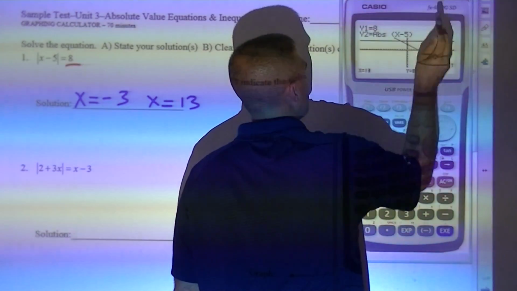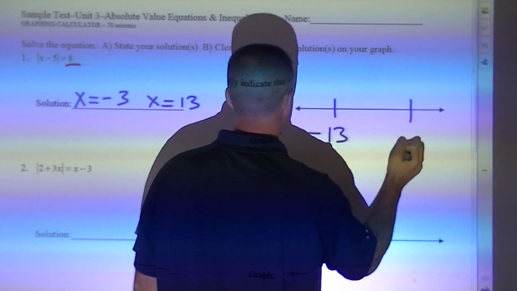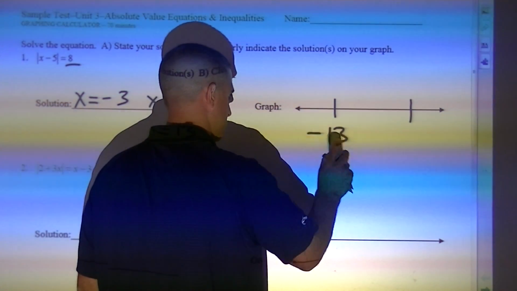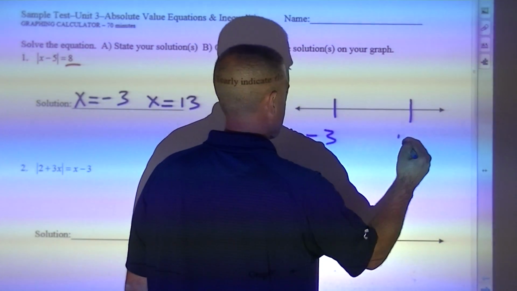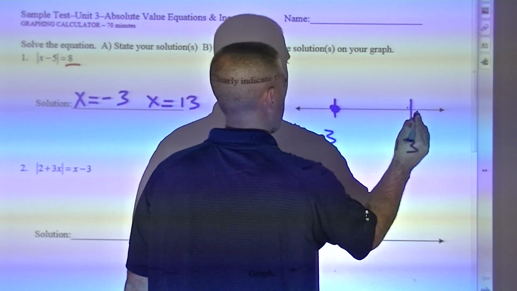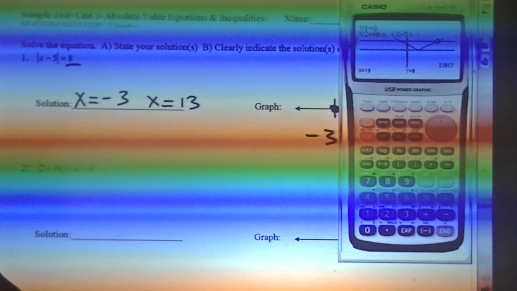On a number line, I'm going to put -3 and 13. And all I'm going to do is put filled in circles. Okay? Alright, moving on to the next one.